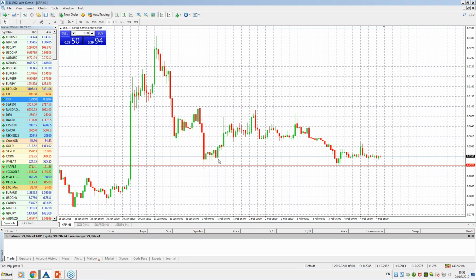So if you're wanting to buy from down here as it's dropping, then you're saying, I think it's going to reverse when it gets down to my entry point. So that's a buy limit. The limit orders are reversals.